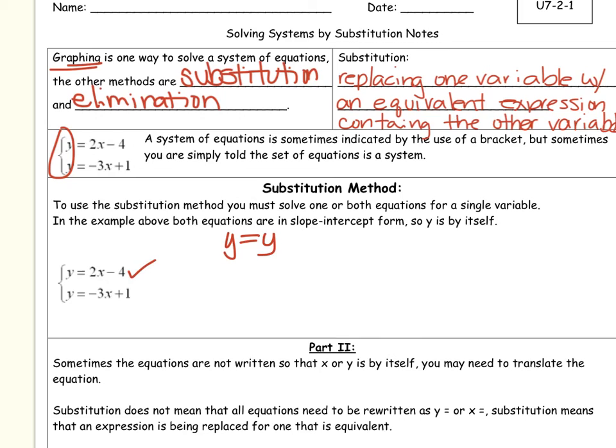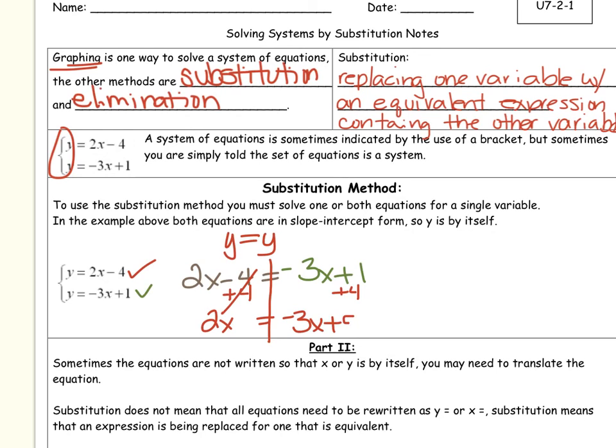So I'm going to take 2x minus 4 out and replace y with that. And then I'm going to take negative 3x plus 1 and replace y with that. And since y is equal to y, then 2x minus 4 has to be equal to negative 3x plus 1. And then I'm just going to solve for x. I'm going to add 4 here and add 4 here, and I get 2x equals negative 3x plus 5.